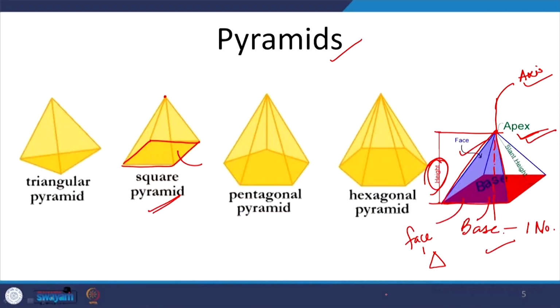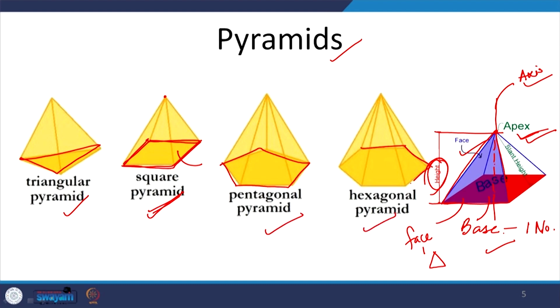So again, different types of pyramids are there depending upon the shape of the base. So we could have a triangular pyramid where we have a triangular base, a square pyramid where we have a square base, a pentagonal pyramid, a pentagon in base, a hexagonal pyramid, a hexagon in base, and so on. It could be again multiple types of pyramids.